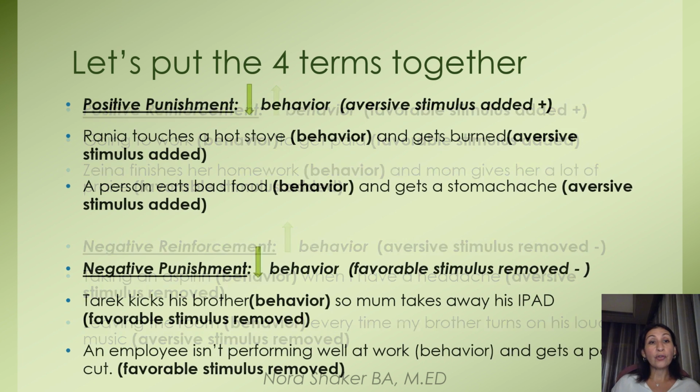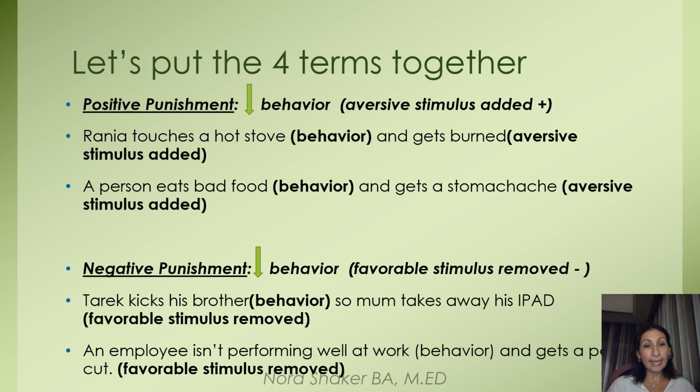Hope this is clear. Terms: positive punishment and negative punishment. Punishment, I want to decrease the probability of the behavior happening in the future. Again, positive means I am adding something to the environment. So, Rania touches the hot stove and gets burned. The behavior is Rania touching a hot stove. What happens? She gets burned. An aversive or a bad stimulus, an unfavorable stimulus, is being added to the environment, which was the burn on her hand. The behavior of her touching the stove is going to decrease in the future because of that aversive stimulus that was added to the environment.